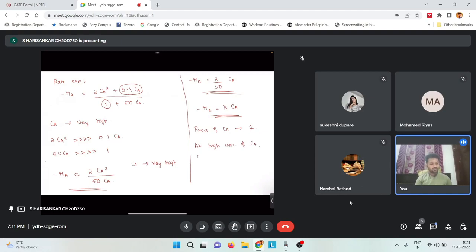So at high concentrations of Ca, our reaction order will be tending towards 1. So the right answer here is option B, 1.